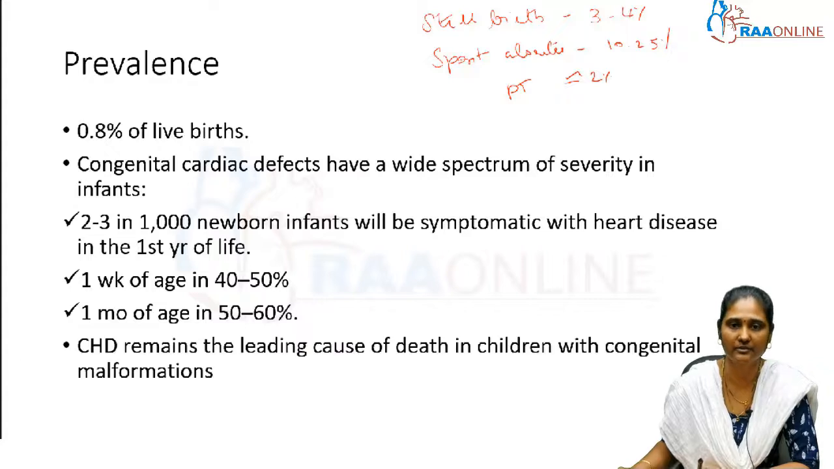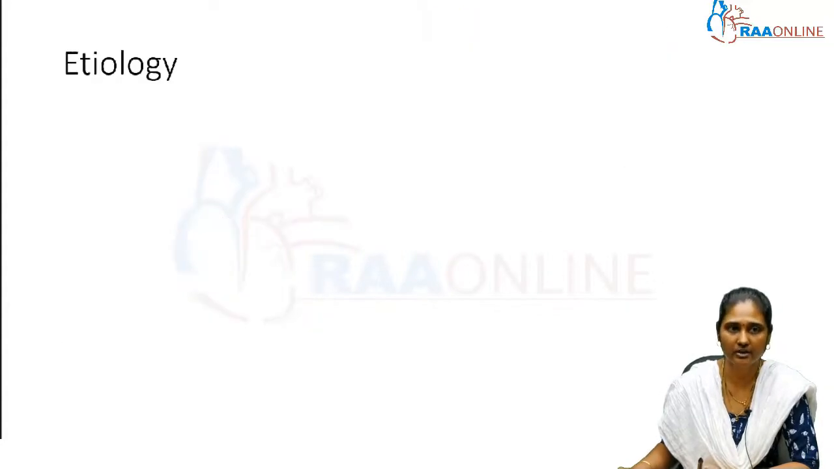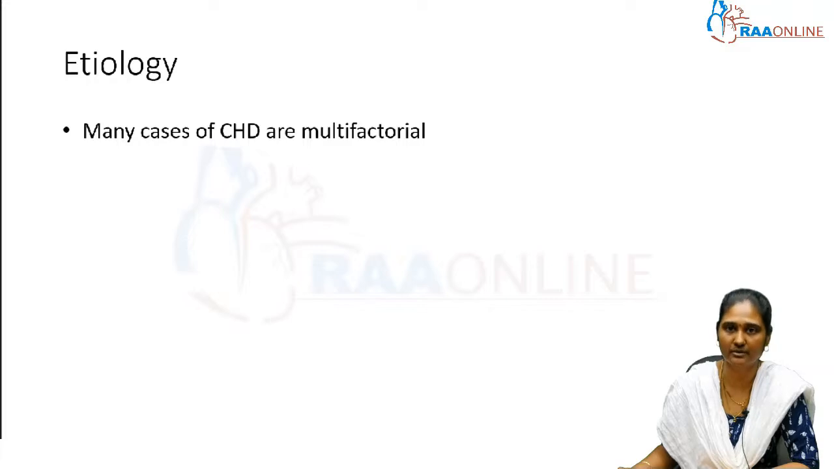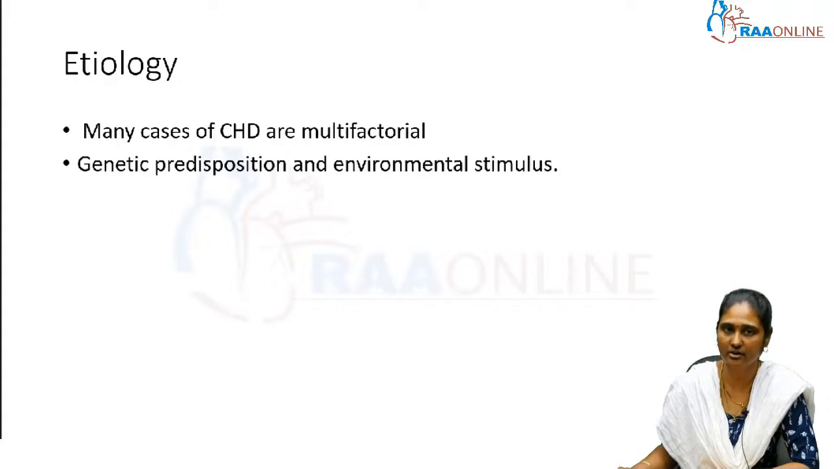congenital heart disease is still one of the leading causes of death in children, associated with other congenital malformations. Coming to the etiology, the underlying cause for congenital heart defects is still unknown. Many cases of CHDs are multifactorial, with a genetic predisposition and some unidentified environmental stimulus connected with the formation of congenital heart diseases. In particular, some chromosomal abnormalities have been associated with congenital heart diseases.